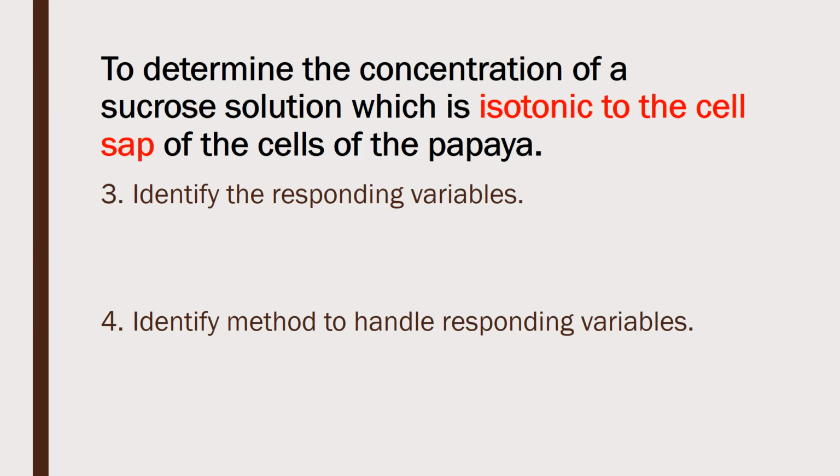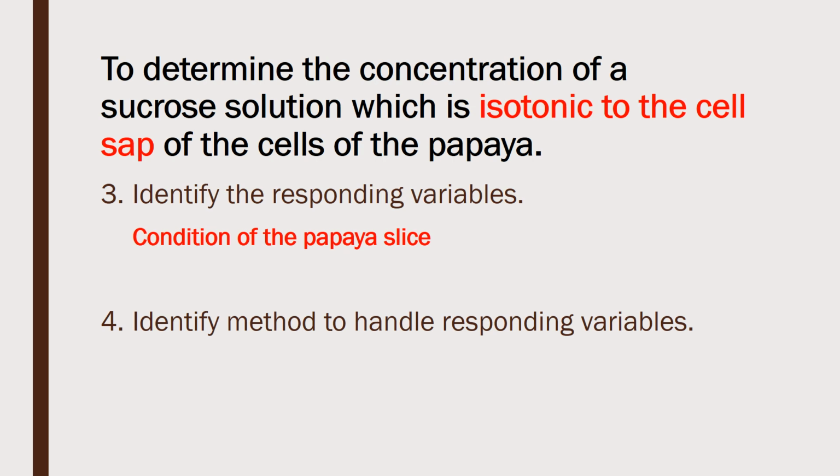Next is to identify the responding variable. To identify the responding variable, we need to look at the aim of the experiment again. To determine the concentration of the sucrose solution which is isotonic to the cell sap of the papaya, we need to know what the concentration of the sucrose solution which is isotonic to the cell sap is. But how are we going to know whether the sucrose solution is isotonic to the cell sap? We need to look at the condition of the papaya slice. So the responding variable will be the condition of the papaya slice.